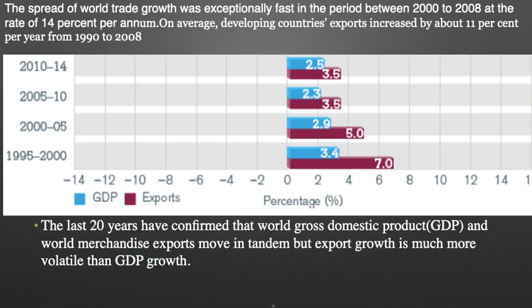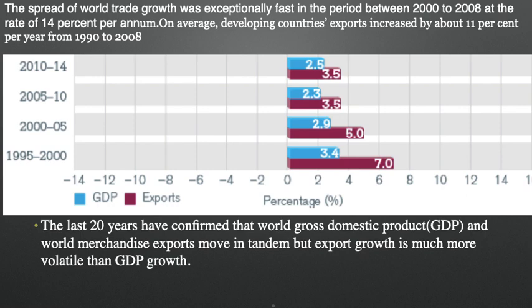Now, let us examine the data of world GDP growth and growth in exports in the last 20 years. The spread of world trade growth was exceptionally fast in the period between 2000 to 2008, at the rate of 14% per annum. On average, developing countries' exports increased by 11% per year from 1990 to 2008. Now let us look into the data from 2000 to 2014.